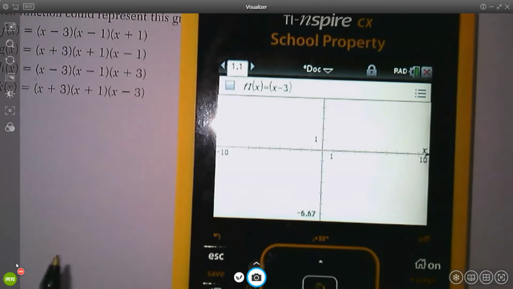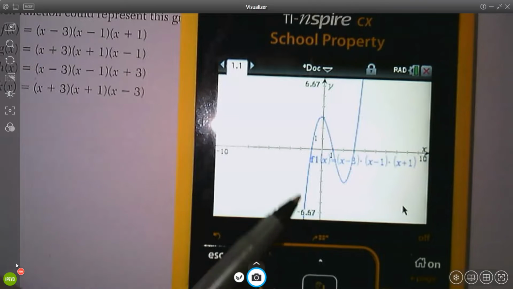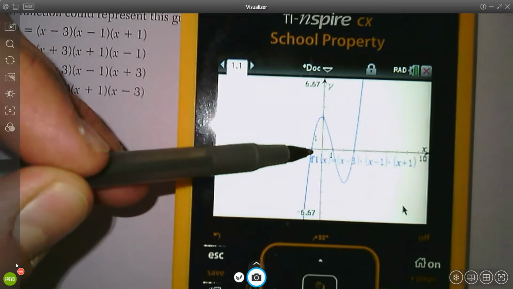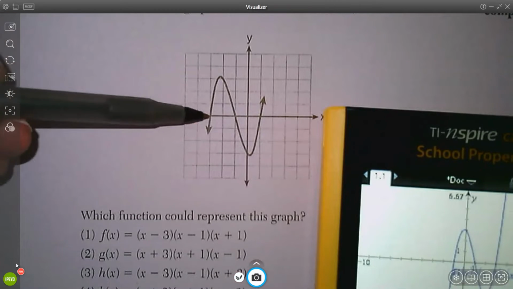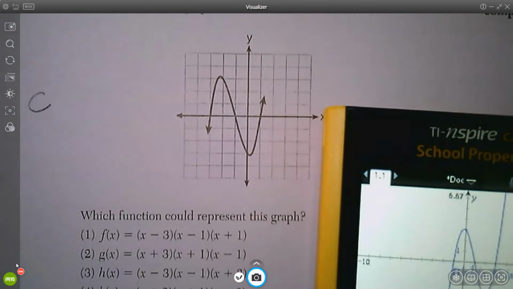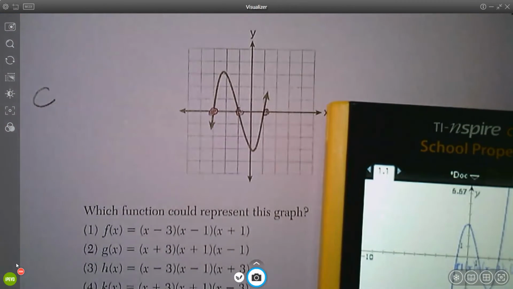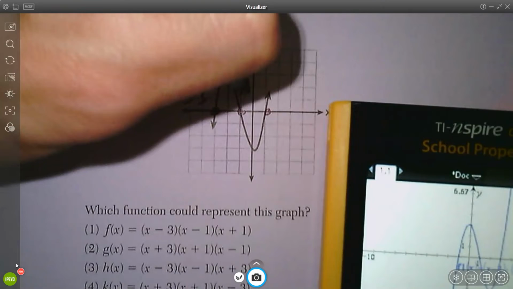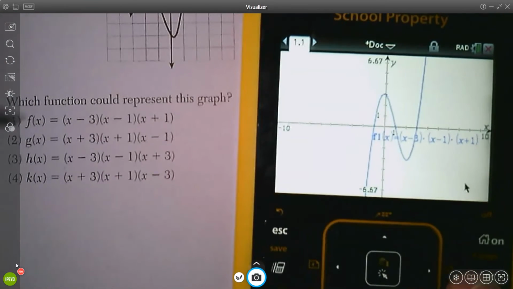x minus 3 times x minus 1 times x plus 1. All right, this graph has a similar appearance. There's 1 zero in the negatives and 2 in the positives. So that's not true. This has 2 negative zeros and 1 in the positives. Or I could look at the table at -3, -1, and +1. The table should show zeros. It doesn't. Choice 1 is out.